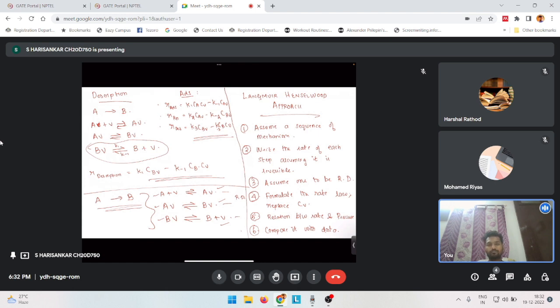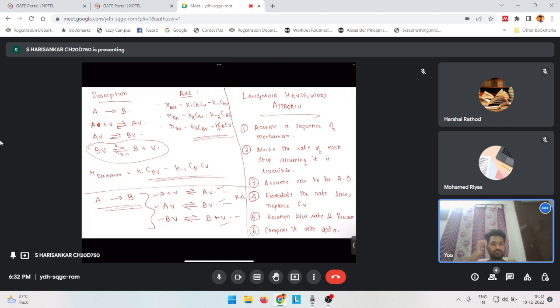So first you assume a set of steps, then you try to write the rate equations for each of these steps, assuming they are reversible. Then assume one of these steps to be rate determining, and using that, try to formulate the overall rate law, and thus using this rate law, you will try to find a relation between the rate of reaction and pressure, and then compare it with the data that you have. So this is the Langmuir-Hinshelwood approach.